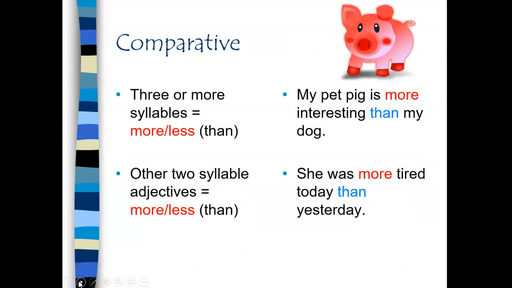If your adjective or adverb has three or more syllables, then we use the words more or less than. So my pet pig is more interesting than my dog. I cannot say interesting-er. It's too long. So I say more interesting, or of course less interesting. And other two-syllable adjectives that do not end in, what did I say, le, I can't remember the ones on the other page there, I use more or less than. She was more tired than today. I certainly am more tired today than yesterday. I think you can hear it in my voice.